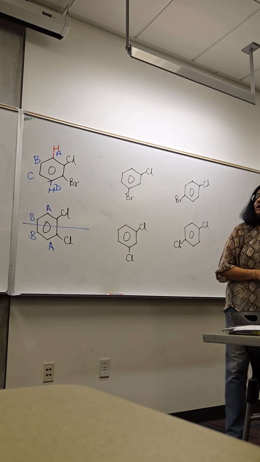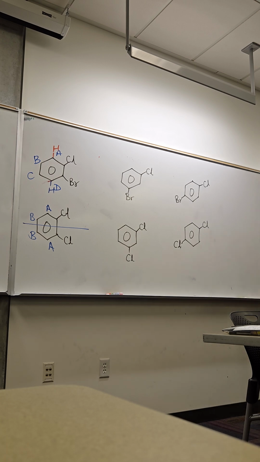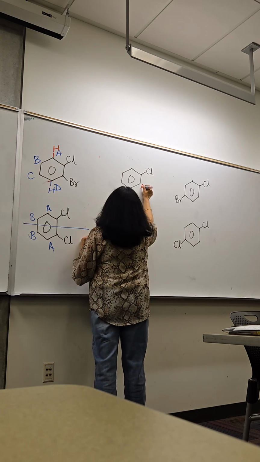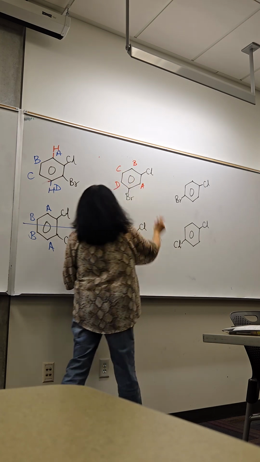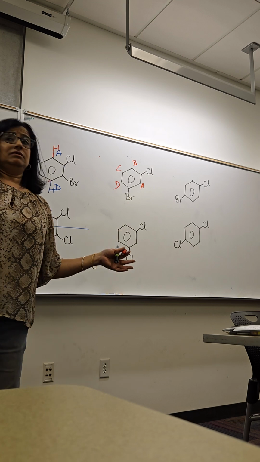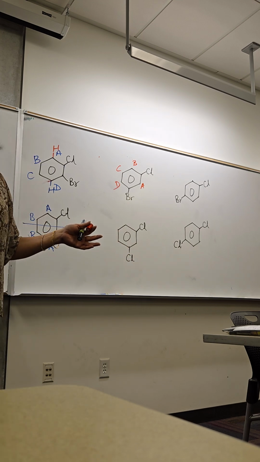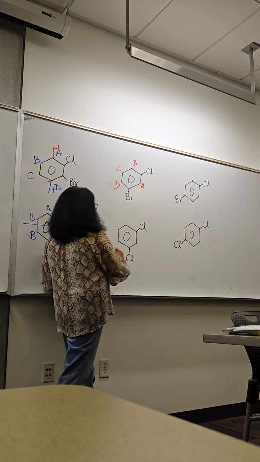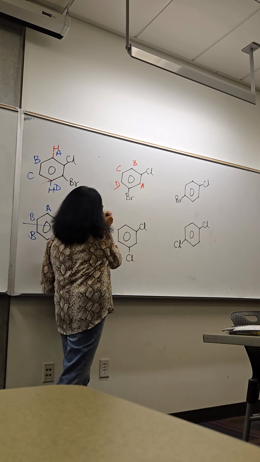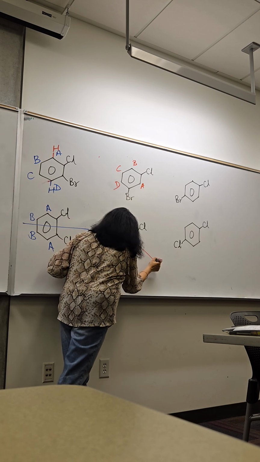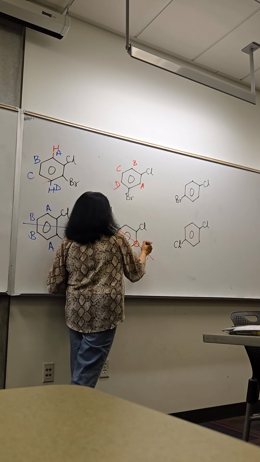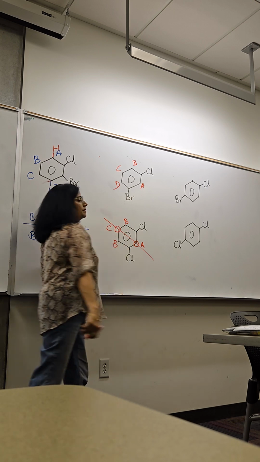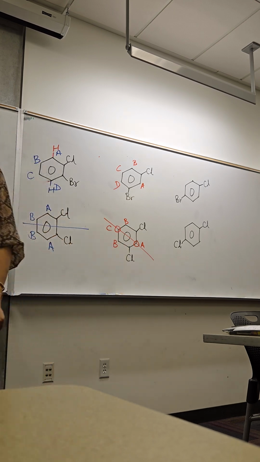How about the next one? How many should we see? Four. A, B, C, D. Yeah, there's no symmetry. What about this guy? I heard three, because there's a symmetry. Where is the plane of symmetry going through? So that means this is unique, but then these are the same, and this is unique. Three signals. Everybody okay?